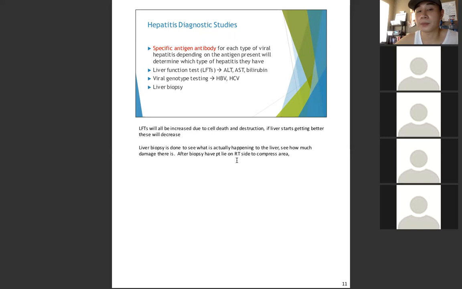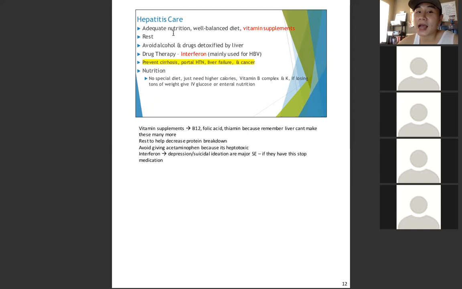All right, hepatitis care: adequate nutrition, well-balanced diet, vitamin supplements, of course, because they can't absorb those fat-soluble vitamins, so they need vitamin supplements. Rest, avoid alcohol and drugs that are detoxified by the liver. What are the drugs that are detoxified by the liver? Acetaminophen, Tylenol. Acetaminophen is a liver toxicity and we need to avoid it.